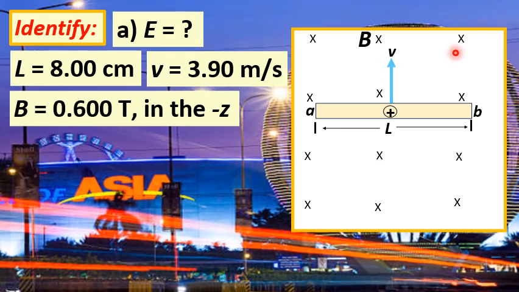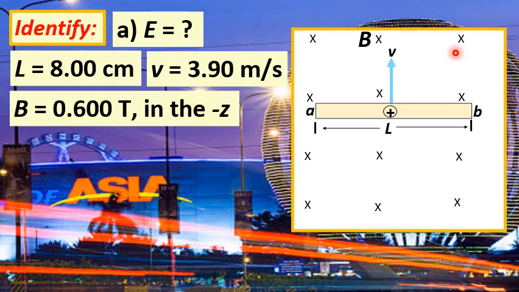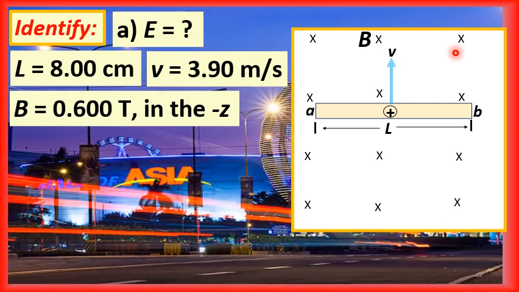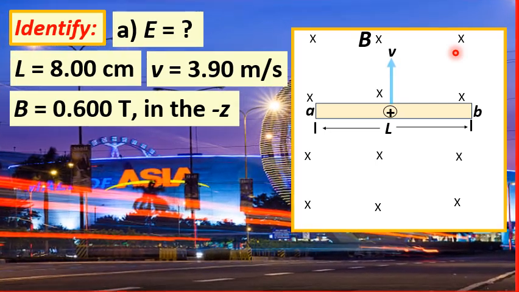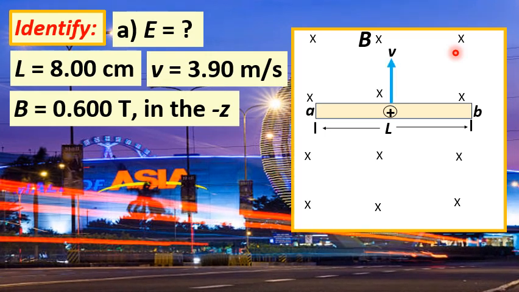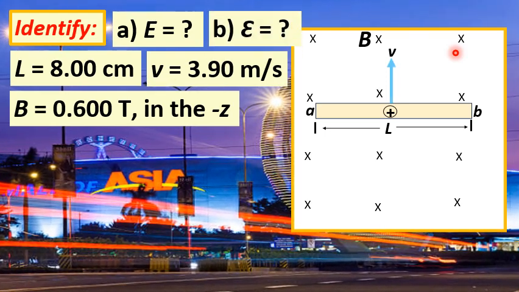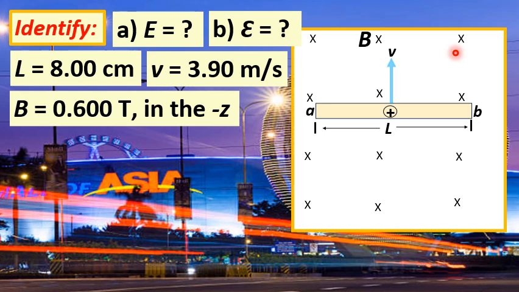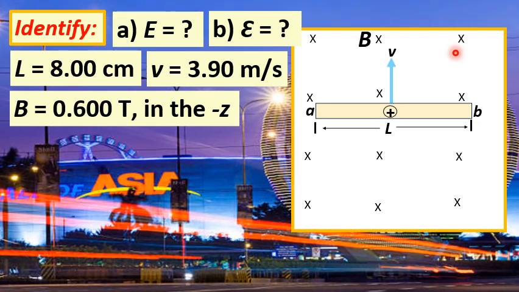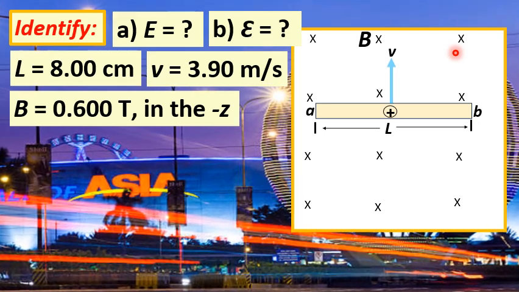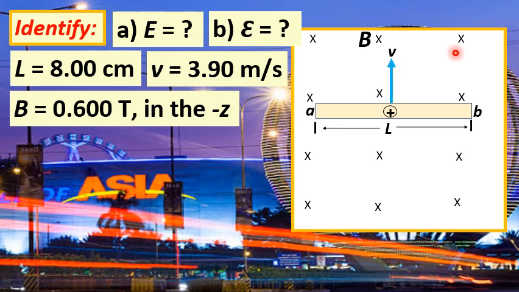And our target variables are letter A, the magnitude and direction of the electric field denoted by capital E produced in the rod, and letter B, the magnitude of the motional EMF denoted by the Greek letter epsilon in the rod.